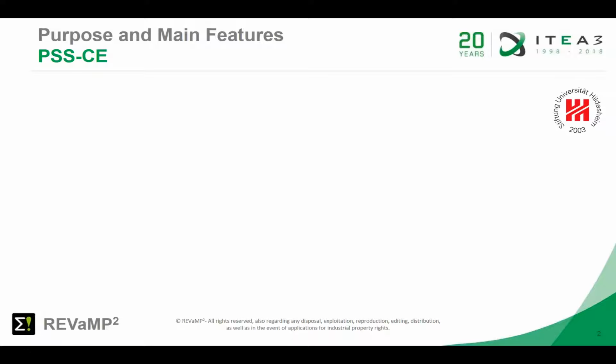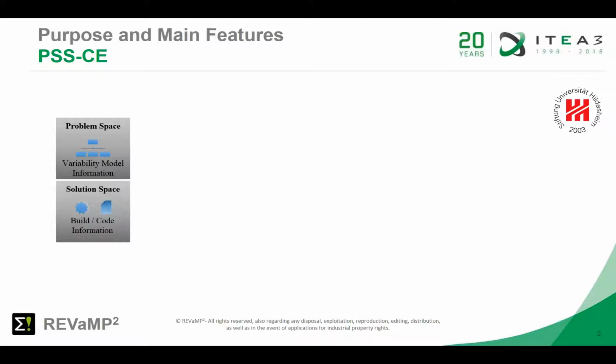For example, the variability model as part of the problem space may introduce configuration options which can be configured by the end user, but are not used in build or code artifacts as part of the solution space, which leads to no effects no matter how the user configures them.